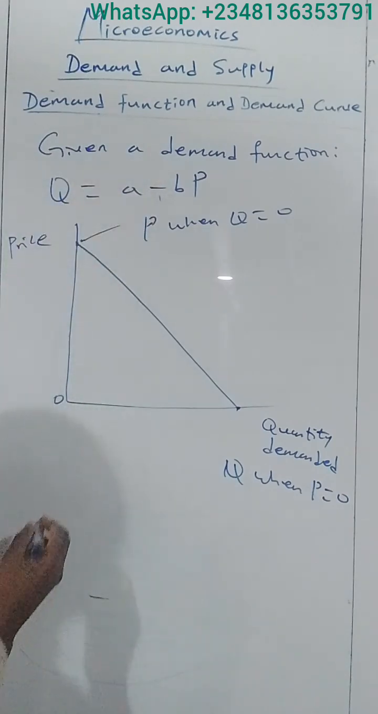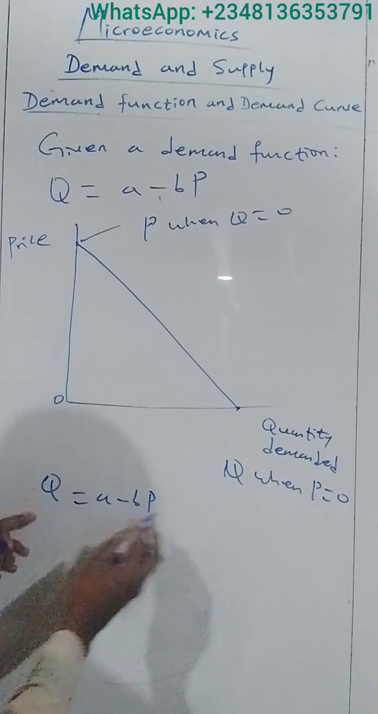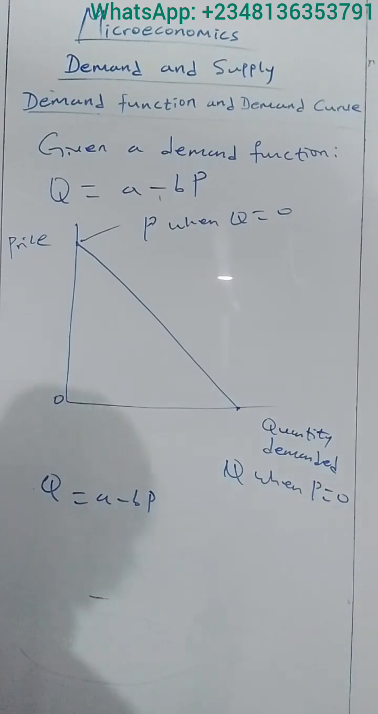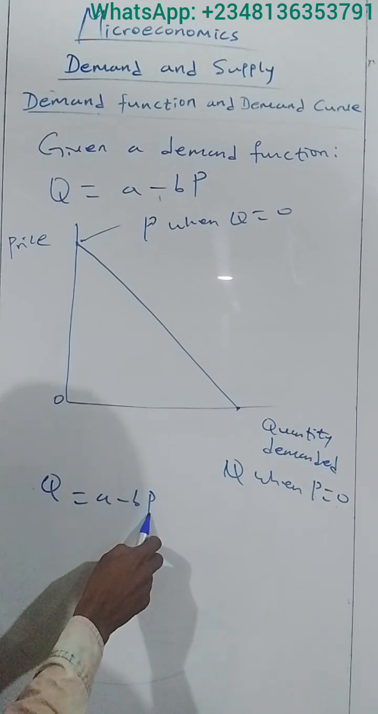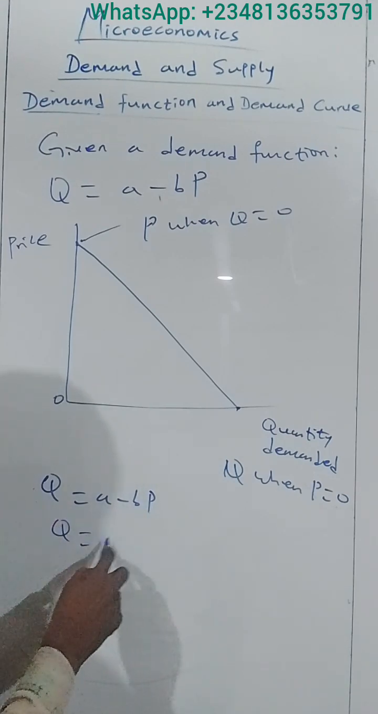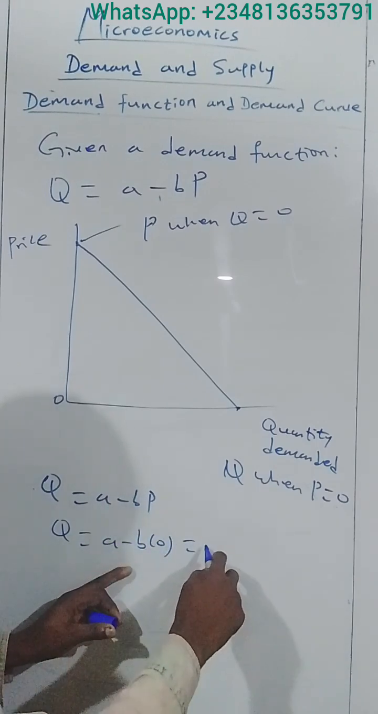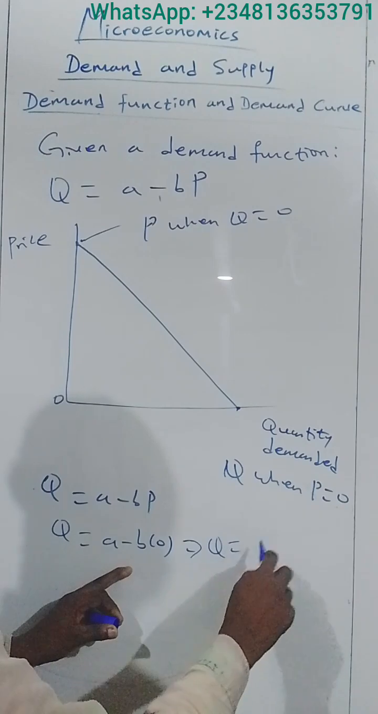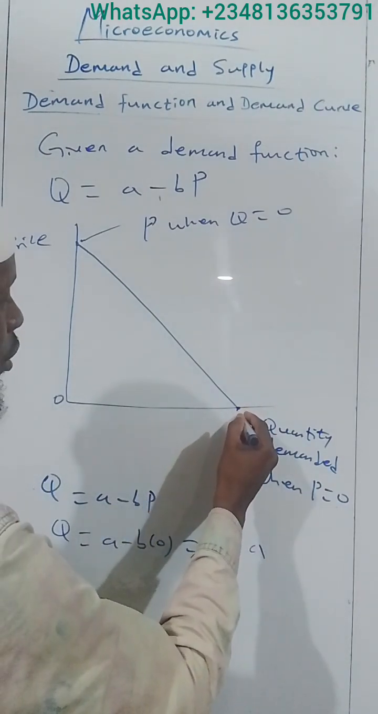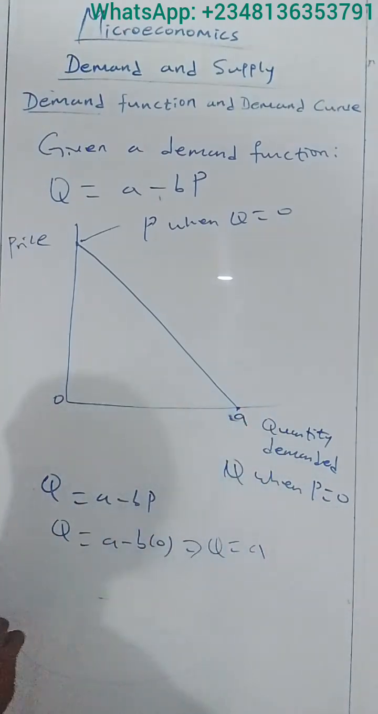Now, if you look at this function, you have Q equals A minus BP. If you want to know the value of Q when P is equal to 0, what we need to do is just plug in 0 instead of P. So we have Q equals A minus B times 0, which equals Q equals A. So in other words, the component at this point will be A.